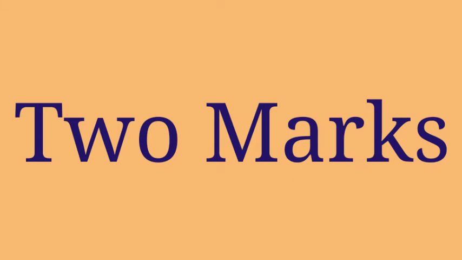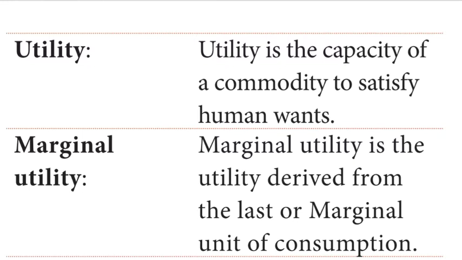Next, we are going to revise 2 mark questions. Question number 20. Define utility. Utility is the capacity of a commodity to satisfy human wants. In ordinary language, utility means usefulness. In economics, utility is defined as the power of a commodity or service to satisfy human wants. Utility is a subjective or psychological concept. The same commodity or service gives different utilities to different people, so utility depends on the consumer and his need for the commodity.